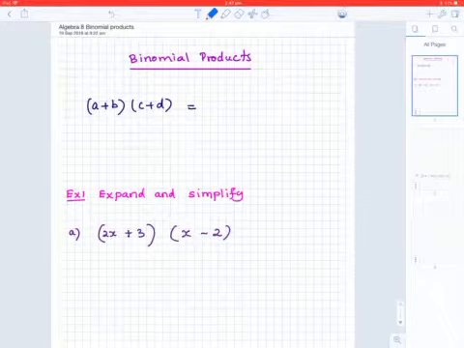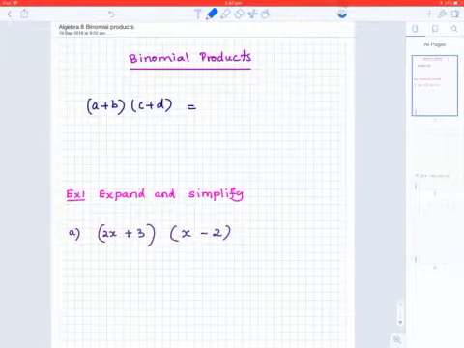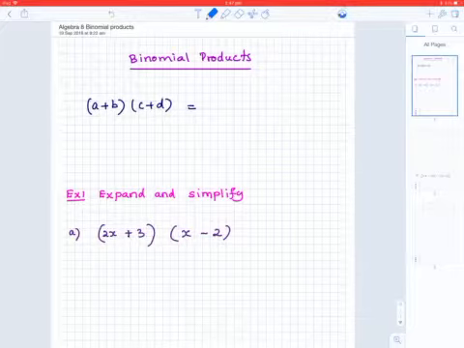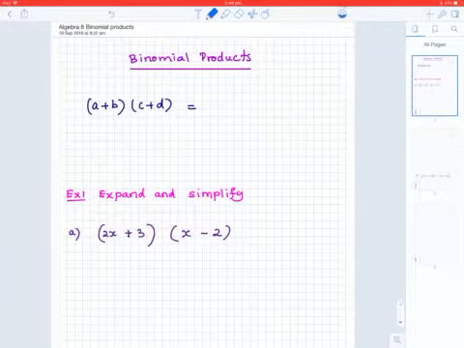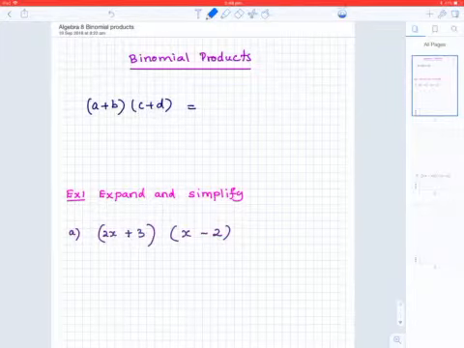Hello and welcome. Today we are going to see how to multiply two binomials. Binomial means any expression with two terms. See, for example, if I want to know how to do a plus b times c plus d, you can use this formula. I'm just going to do one question with the formula, one question with another method.